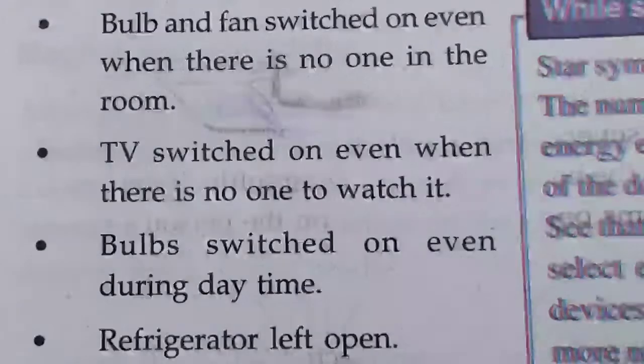Bulb and fan switched on even when there is no one in the room. TV switched on even when there is no one to watch it. Bulb switched on even during daytime. A refrigerator left open are some examples of wasting electricity. You can take very good steps to avoid wastage of electricity in such situations.